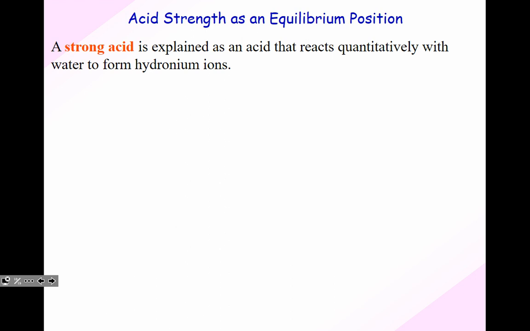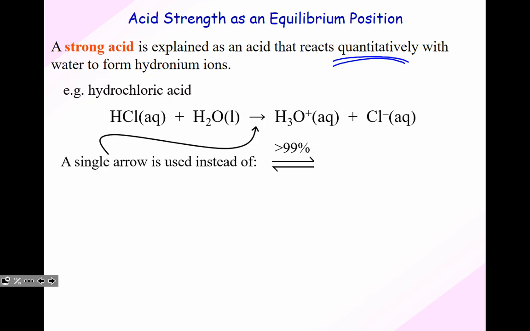So let's talk about what a strong acid means compared to a weak acid. A strong acid is explained as an acid that reacts quantitatively. Remember, quantitatively means I can use stoichiometry; I don't have to use ICE tables or that kind of thing with water to form hydronium ions. What that means is that hydrochloric acid, being a strong acid, is going to react with water.